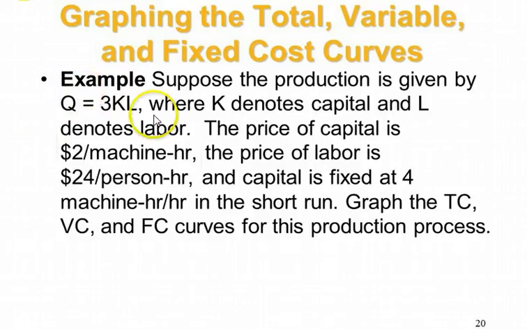And now we need to know how much it costs to rent a machine. Well, $2 per machine hour. How much does it cost to hire workers? Well, $24 per person per hour. That's our costs associated with the amounts. And of course, our capital is going to be fixed. The number of machines we have is 4 right here. But the number of workers is variable. So let's graph this.